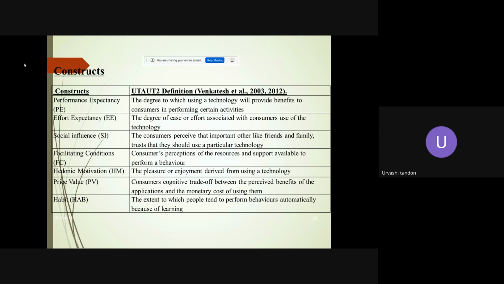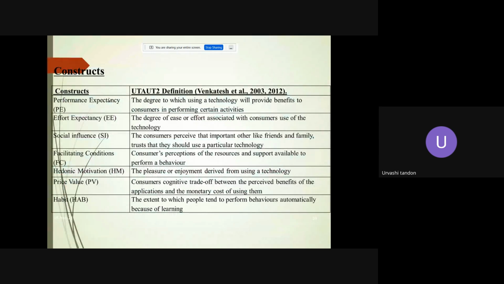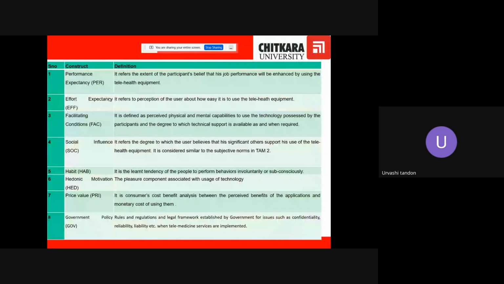Now, these are the definitions given by Venkatesh et al. When the definition has to be modified for a particular context, it becomes an operational definition. See, in the previous slide, performance expectancy says the degree to which a technology will provide benefits in performing certain activities, right? And if I modify this definition in the context of my own study, it says the extent to which participants believe that their job performance will be enhanced by using telehealth equipment.